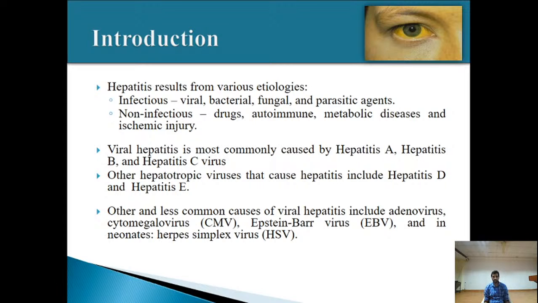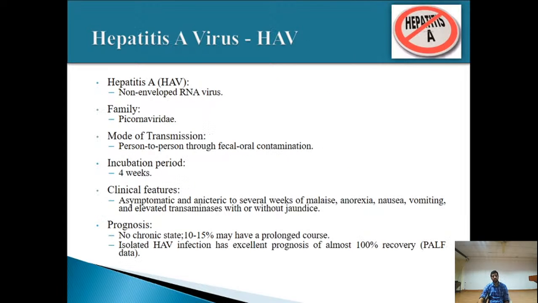Viral hepatitis is mostly caused by A, B, C viruses. D and E are also common, but not as much as these viruses. As I already told you, cytomegalovirus, Epstein-Barr and herpes simplex can also infect the liver, but they don't specifically infect the liver. They are not called hepatotropic viruses. Coming to hepatitis A virus, it's a non-enveloped RNA virus. It belongs to the family picornavirus. The main mode of transmission is through the fecal-oral route. Like other diarrheal diseases, this is also through the fecal-oral route. It usually infects families and communities in the locality.